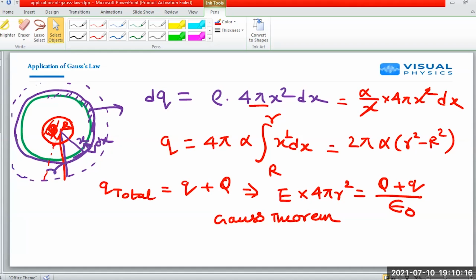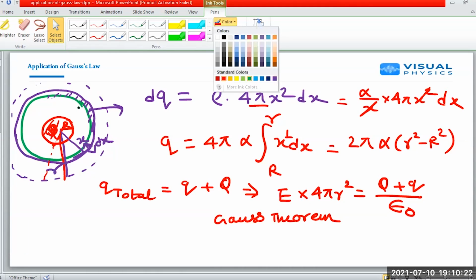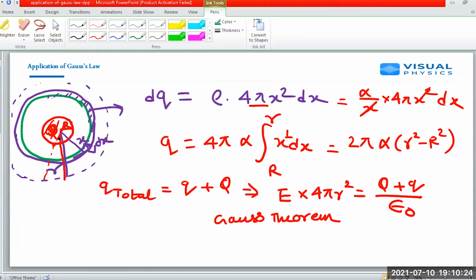Okay, so what I have done up till now, I have just tried to find two charges. First charge is given inside the spherical body, and then the charge which is surrounding the body with volume charge density rho equal to alpha by r. But here, because I am taking distance x and then integrating to calculate total charge, so the limit is capital R to small r.